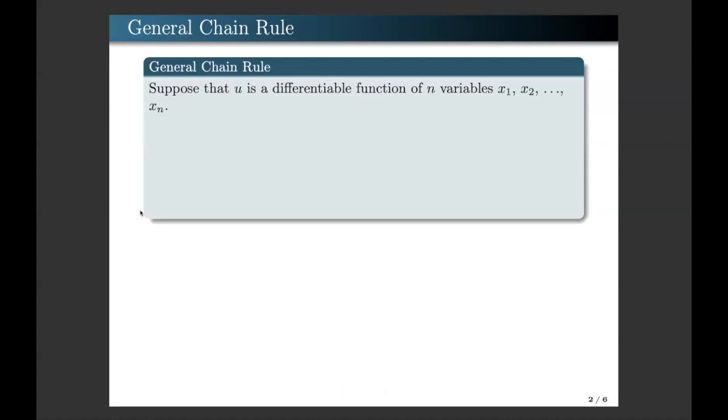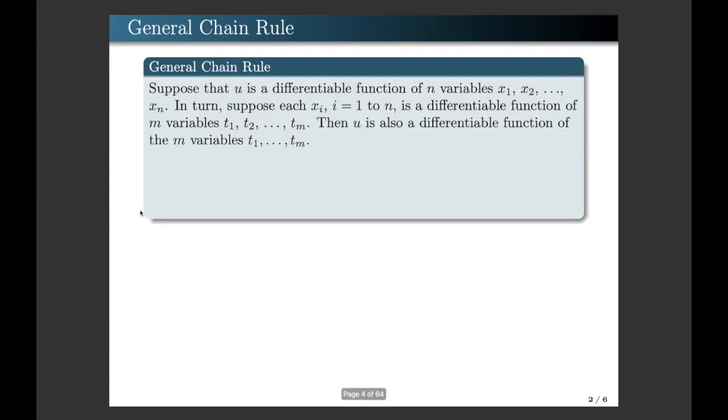Let u be a differentiable function of n variables. Suppose these variables are labeled x sub 1, x sub 2, up to x sub n. Suppose further that each variable x sub i is a differentiable function of m variables. Let's label these variables as t sub 1, t sub 2, up to t sub m. Then, u is also dependent on the variables t sub j, and this function is also differentiable. This allows us to compute the partial derivative of u with respect to t sub j.